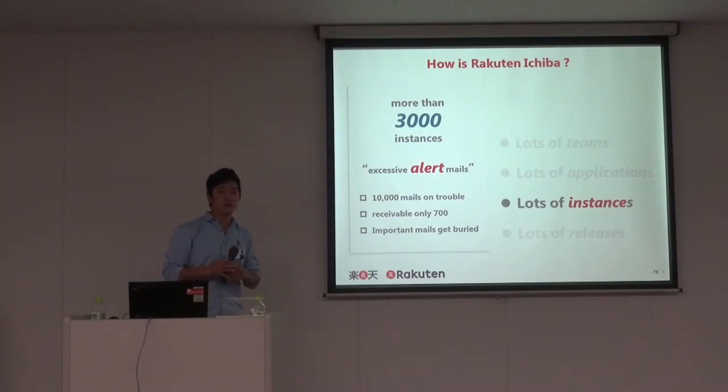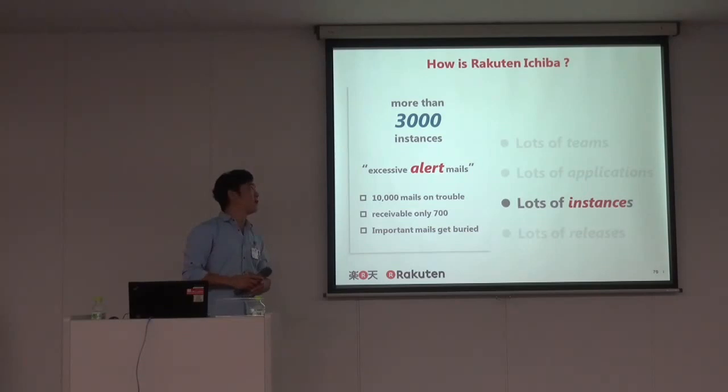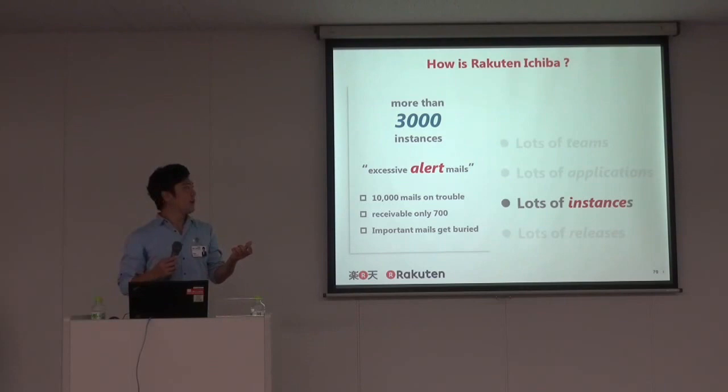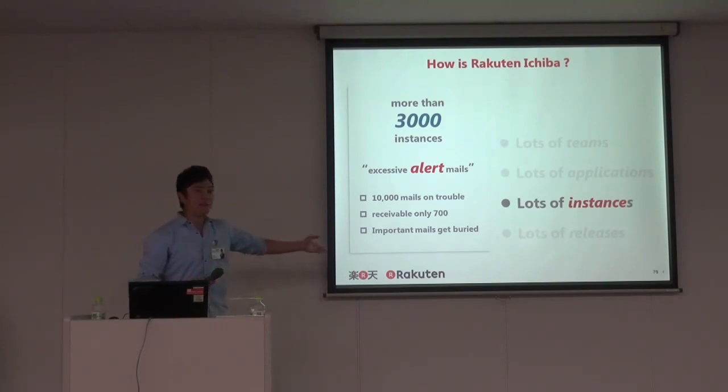We also have more than 3,000 instances in total, which makes excess alert mail. Some applications run hundreds of instances, so if they had trouble, each one of the instances was throwing alert mail before, and we used to get more than 10,000 mails on trouble. Because of our mail system, we could only receive 700 mails, so we had to receive and delete like 15 times to clean everything. So sometimes the important mail was buried somewhere.